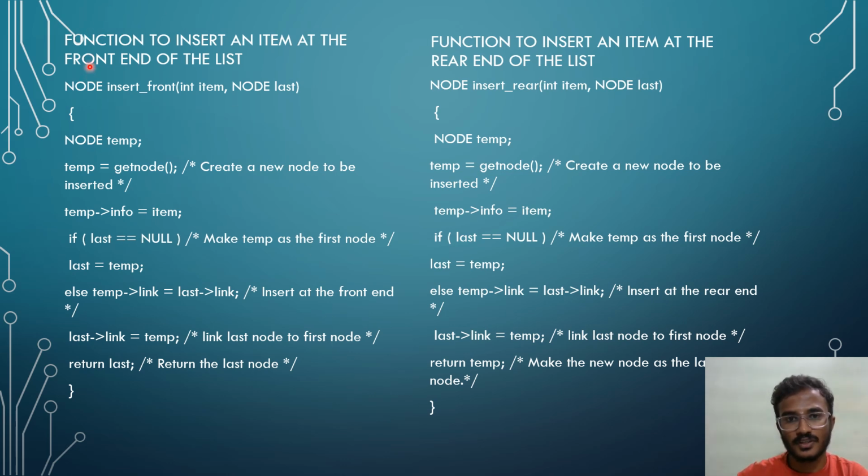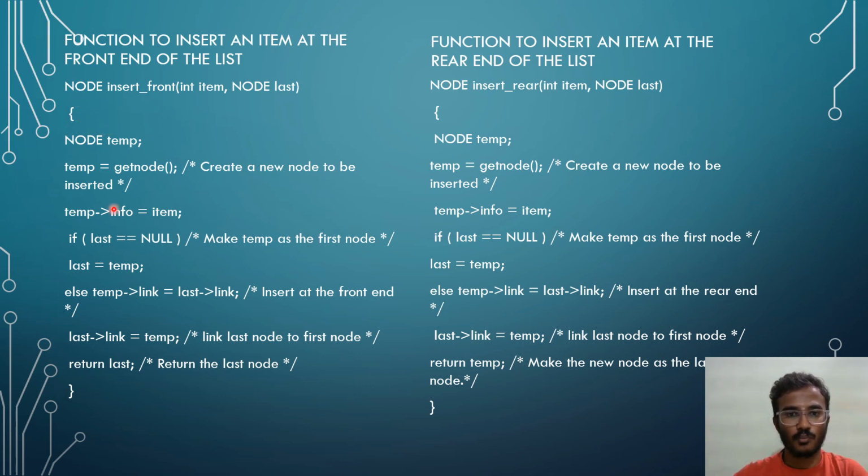Here we are going to differentiate between the function to insert an item at the front end of the list and the rear end of the list. This is the function signature. Here node is a type representing a node in the circular linked list. Here item is an integer value to be inserted into the new node. The function returns a pointer to the last node in the list after insertion. Last is a pointer to the last node in the circular linked list.